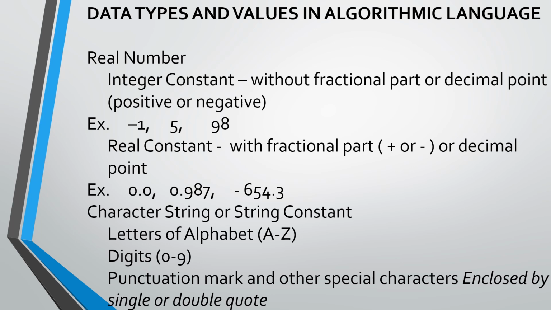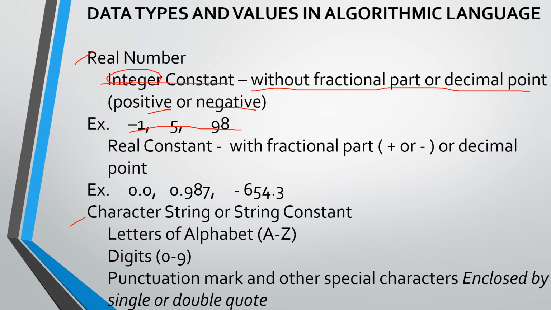Okay? Next, we also have different data types, the data types and values of an algorithmic language. So, in this case, our data types are real number, character, string, or string constant. Real numbers include the integer constant. That means when we make use of an integer constant, it is without fractional part or decimal point. It could either be negative or positive. As examples of whole numbers or integer constants, we have negative 1, 5, 98. So any number that is a whole number.